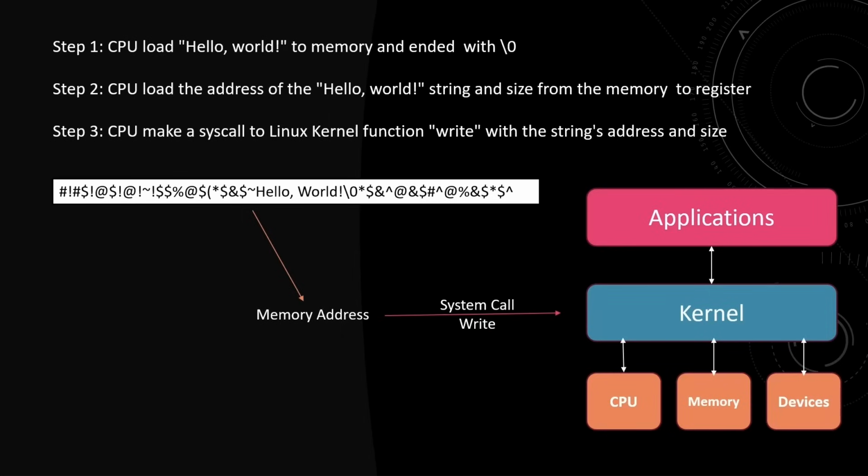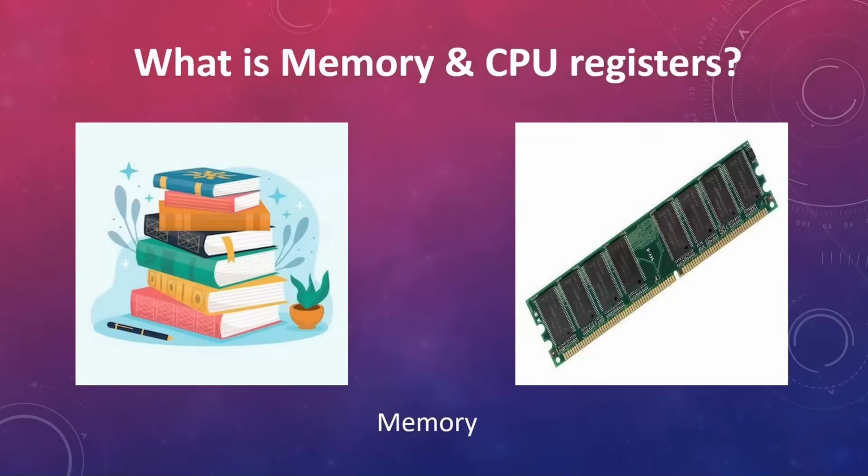Then, afterwards, the CPU loads the address of the Hello World string, as well as the size of the string, from the memory to the CPU's registers. And then the CPU makes a system call to the Linux kernel's write function to print the string in the default output device. So let's try to learn all these things step by step. First, let's learn what memory and CPU registers are.